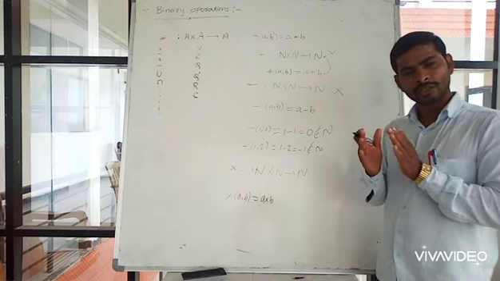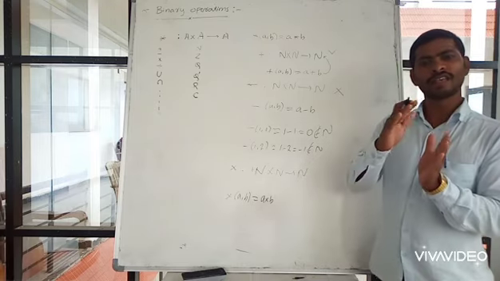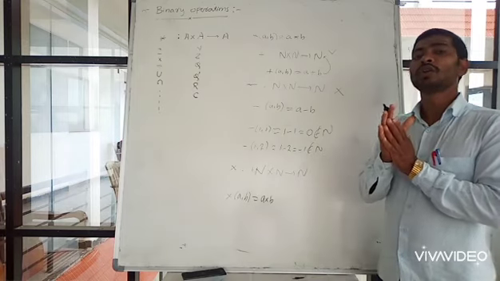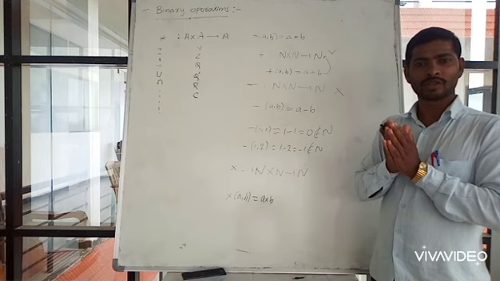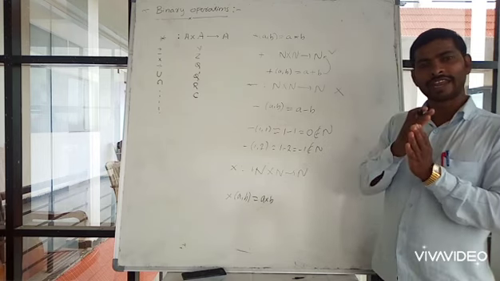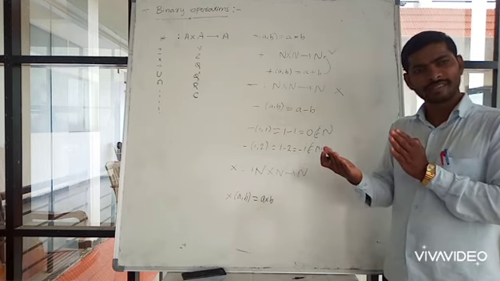Yes. 1 and 2 are natural numbers, so their product, 1 into 2, is 2. 2 is a natural number, right? 2 and 3 are a pair of natural numbers. 2 into 3 is 6. 3 and 4, 3 into 4 is 12.